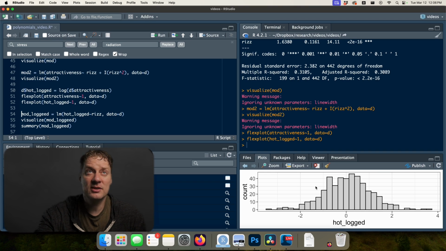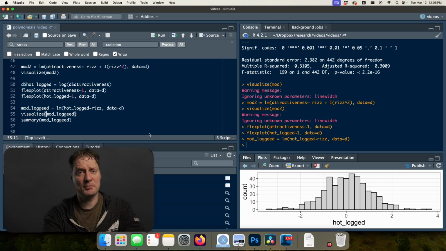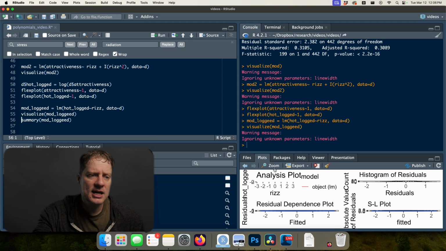And if you want to learn more about transformations, I made a video and I will link that in the description. So now we're going to go and model the logged version of our model, hot logged, and we'll call it mod logged. I spelled logged wrong, and instead of correcting it, I just decided to perpetuate my error. That's how I roll. Visualize mod logged.